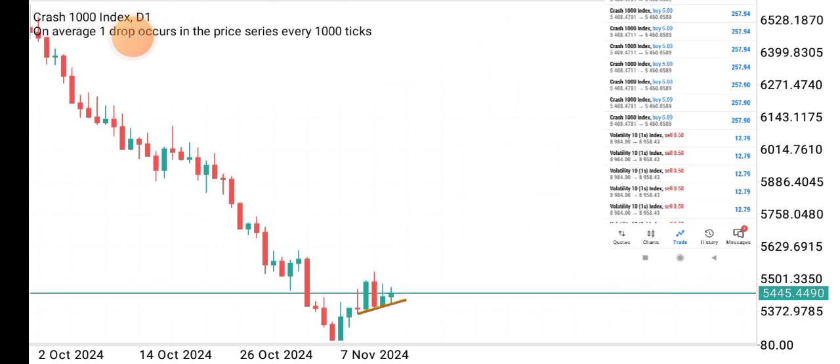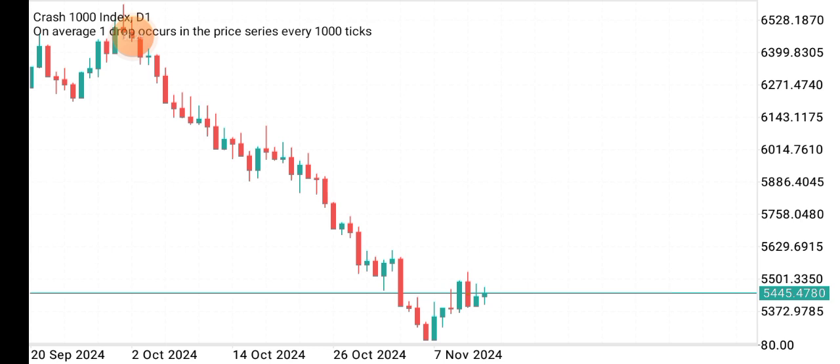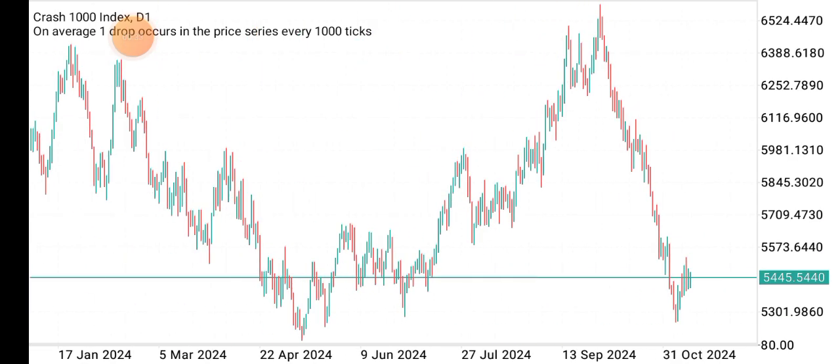I'm just trying to remove this drawing so I can have a very clean chart. The analysis wasn't much, it was very simple. Then I found a very high probability setup and I decided to hop in, and it gave me some massive profit, guys. All right, first of all, you can see this is a daily time frame.